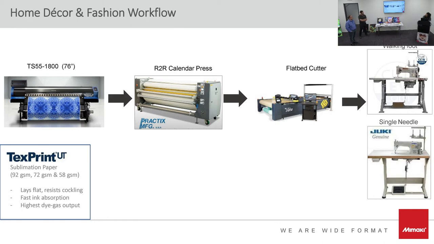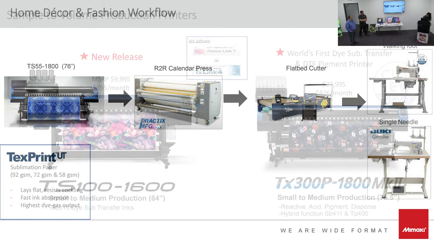Once you have printed your design on transfer paper, you can move on to your calendar press and then your cutting operation. And then you'll use a Consew or a single needle machine to sew your goods.